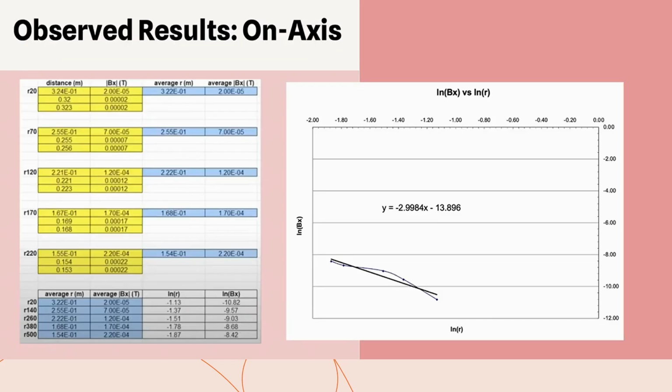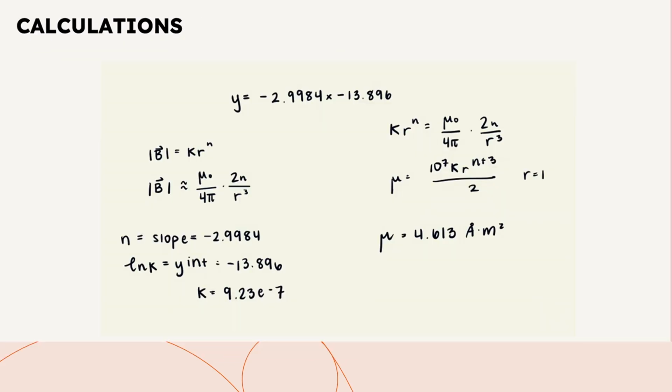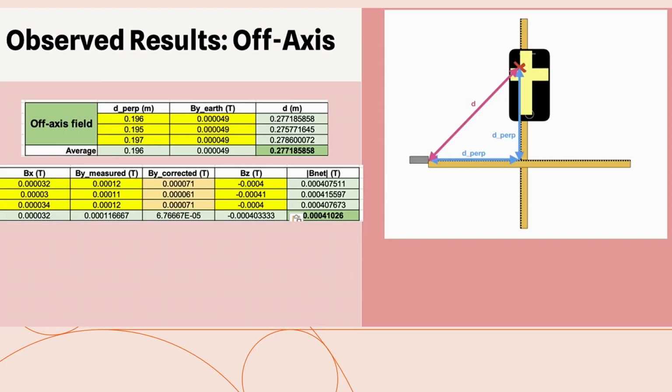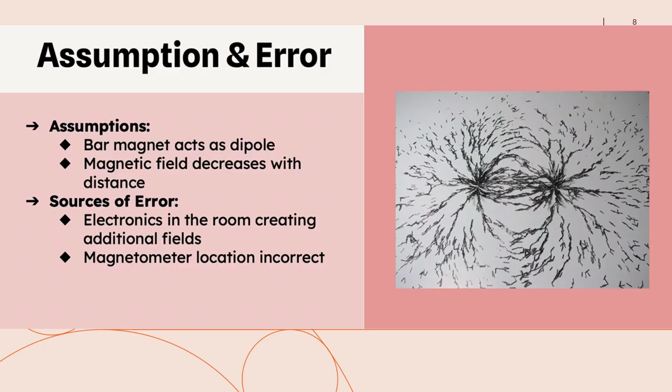So this is just a table of our observed results on axis, and then this is a plot of the natural log of Bx versus the natural log of r. These are our calculations. As you can see here, we have our values, and then we have our formulas set out, and then we plug in to calculate the magnetic dipole moment. These are our results for the off-axis measurements, and we did pretty much the same thing with those.